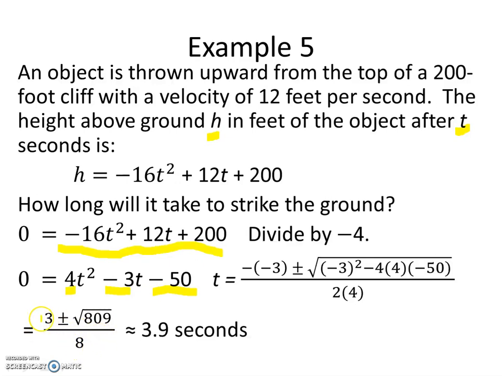So if we take the positive route and divide by 8, we get approximately 3.9 seconds. I won't even do the negative one because there's no such thing as negative time. So the only root that makes sense is the top one, 3 plus the square root of 809, all divided by 8, which again is approximately 3.9 seconds.